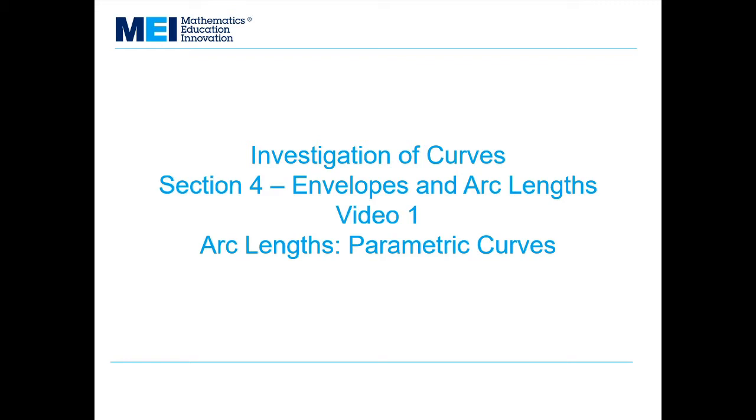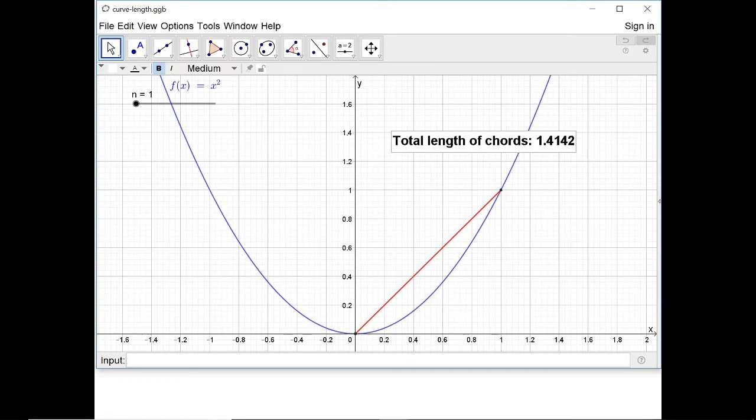Before we start looking at how to find arc lengths, let's have a look at the general idea of what it is that we're trying to do. So here is the graph y equals x squared, and a chord has been plotted in red, joining from 0,0 up to 1,1. Now this is an approximation, although perhaps not a very good one, to the length of the curve between these 2 points.